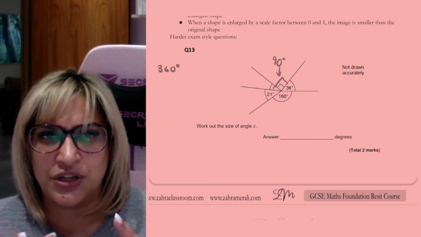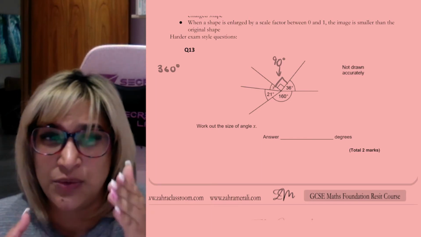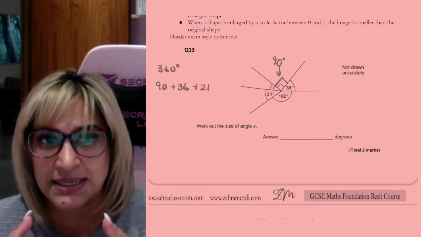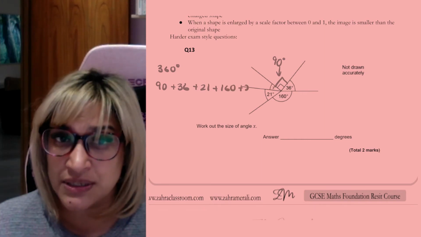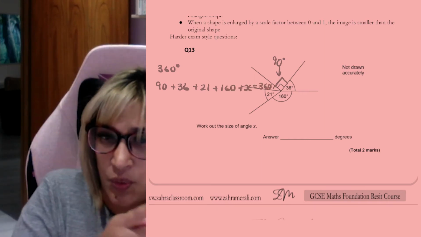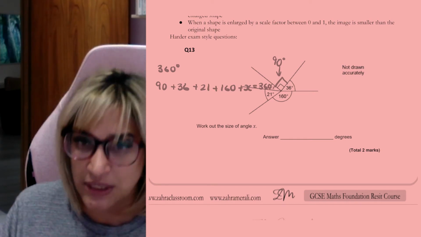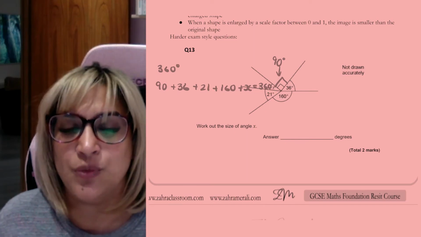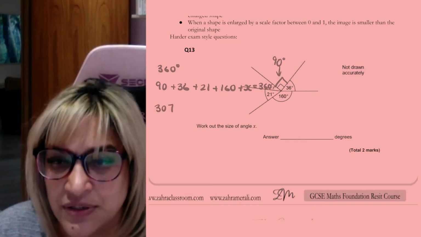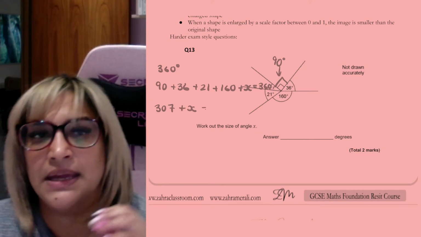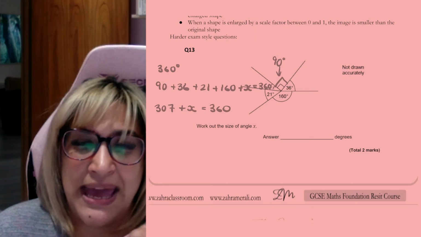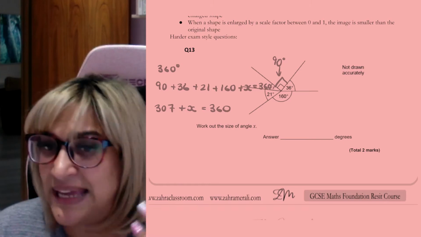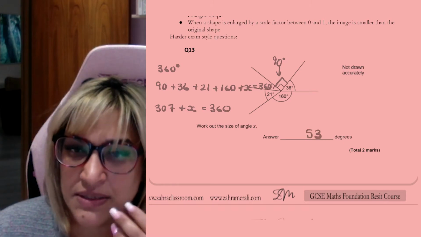So we're going to look at it and we're going to say, well, the only one we don't know is x. So 90 plus 36 plus 21 plus 160 plus x equals 360. So we can go ahead and add up all the ones that we know. So 90, 36, 21 and 160. This was a calculator paper. You can just plug it into your calculator. And when you add them all up, you get 307. So 307 plus something gives you 360. So therefore, x must be 360 minus 307. And again, you can type into your calculator, you get 53 degrees.